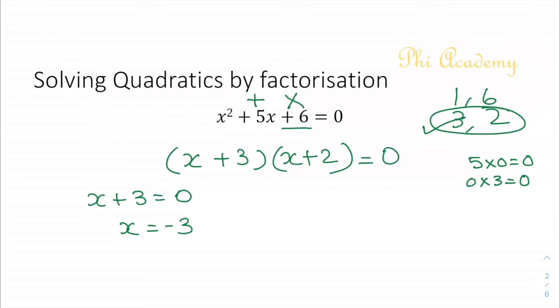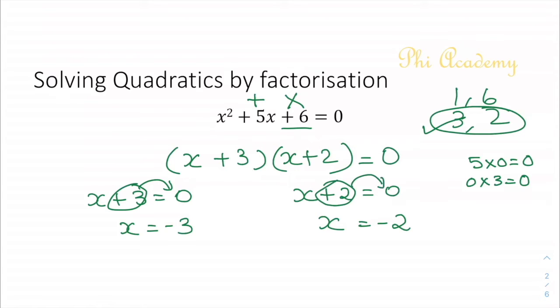Similarly, let's do it on the other bracket as well. So x plus 2 equal to 0. What number add 2 is going to give me 0? It has to be minus 2. You can also move the plus 3 to the other side to give x equal to minus 3. Similarly, plus 2 to the other side to give x equal to minus 2. Therefore, when we solve quadratics, we will have two answers. So, x is equal to minus 3 or x is equal to minus 2.